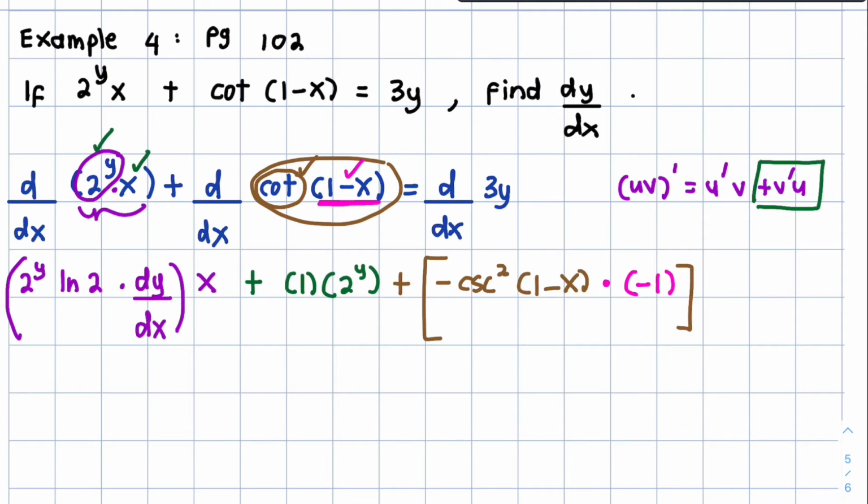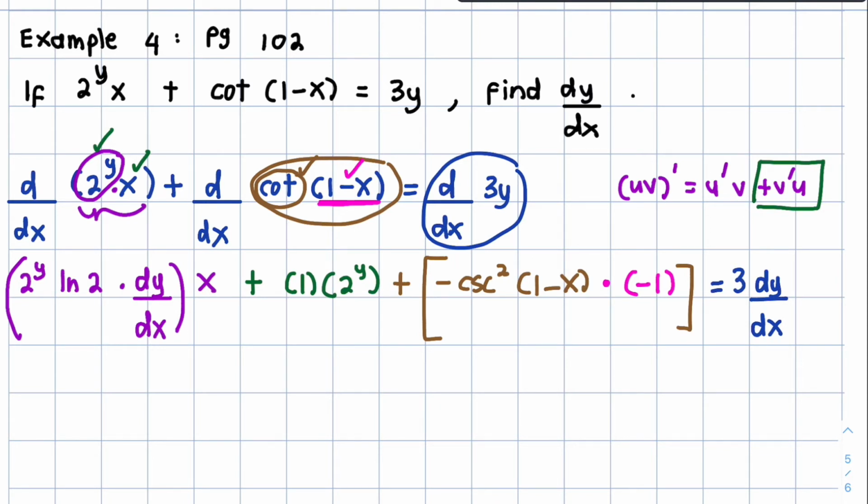Now the last part is you have to differentiate your right hand side. So differentiate 3y will give you implicit function. So differentiate 3y, you got 3. Then you have to multiply by dy over dx again because you differentiate with respect to x. Alright, so settle for everything, the left hand side and right hand side.